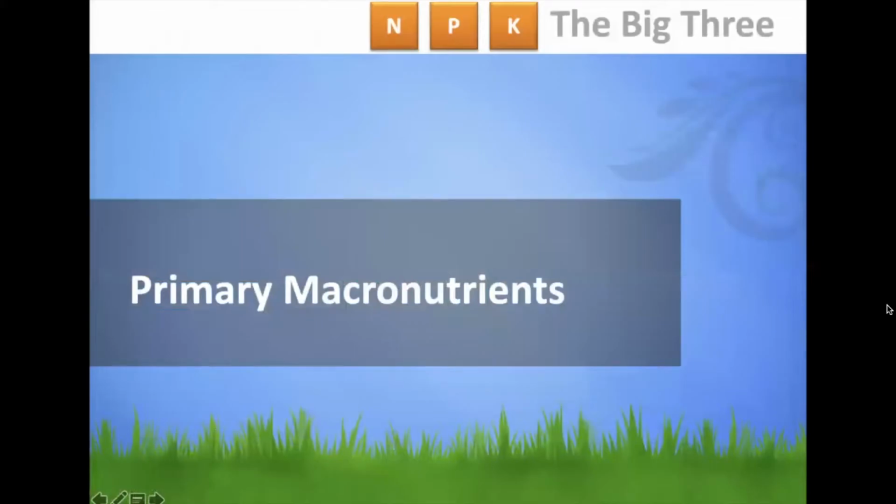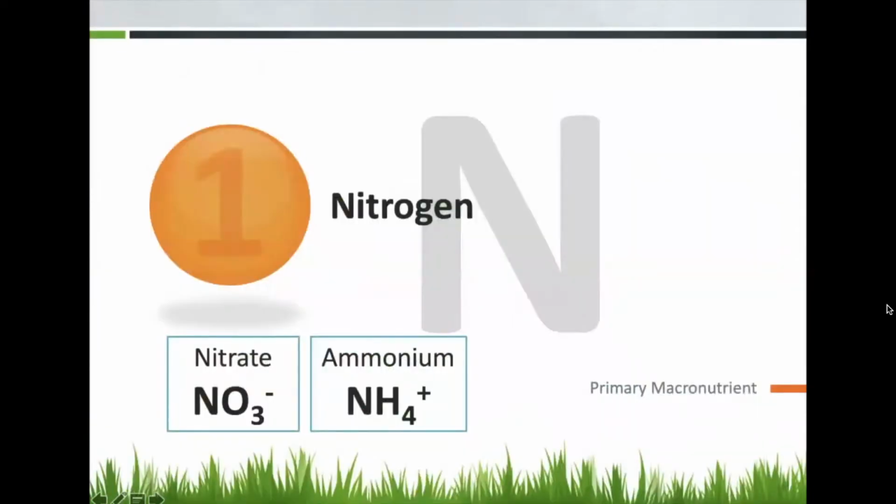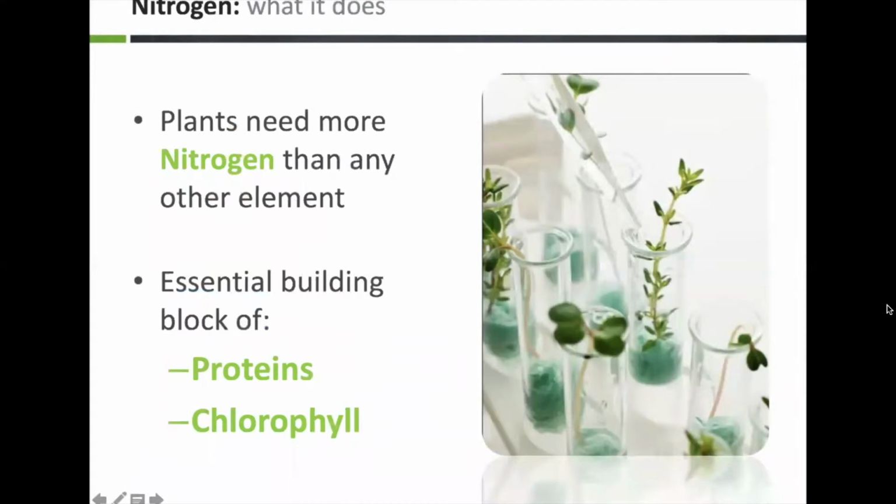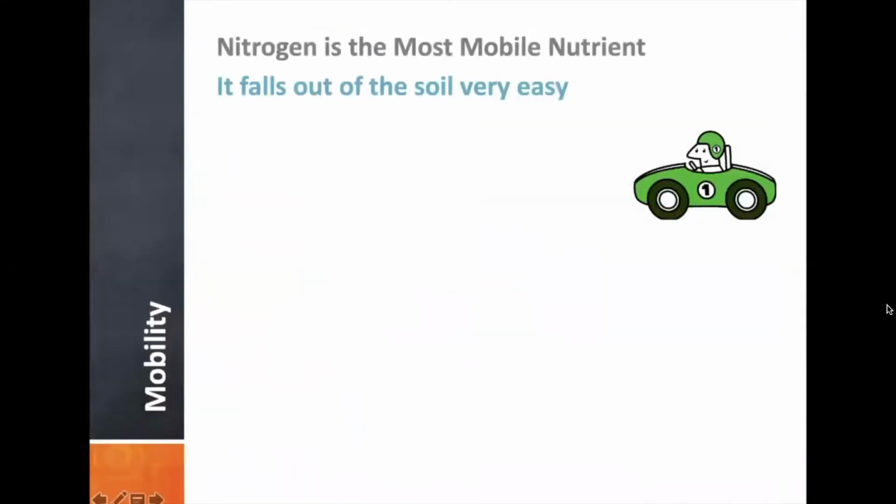Okay, so first we're going to dive into the primary macronutrients, the first one being nitrogen. Just some things to know about nitrogen: it is the main element that plants need the most of, more than any other element. Nitrogen is the essential building block of proteins and of chlorophyll as well. It is also the most mobile nutrient and falls out of the soil very easily.